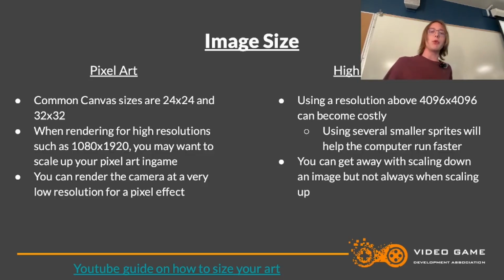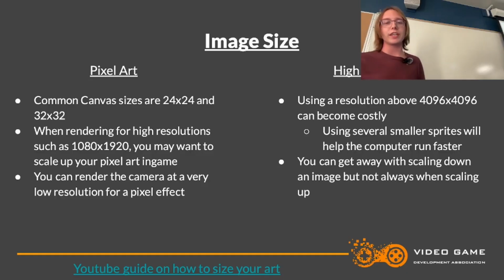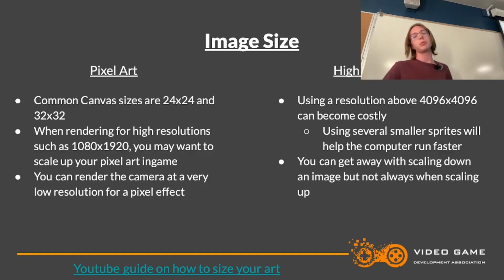This is the most basic thing, but you can get away with scaling down an image, but not always when scaling up. I also didn't write it on here, but there's a way in Unity to lower the resolution of your image, even if it's really large. So if it's 8000 by 8000, you can still lower the resolution in Unity and have it render at that resolution. It's a very cool thing I discovered recently that's actually pretty sick. I love it, actually.